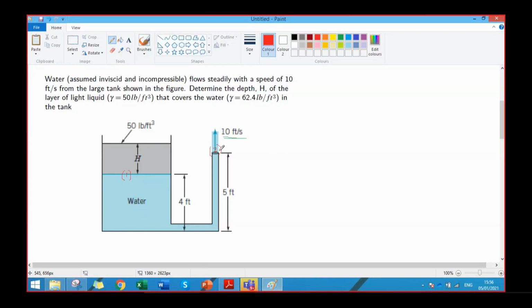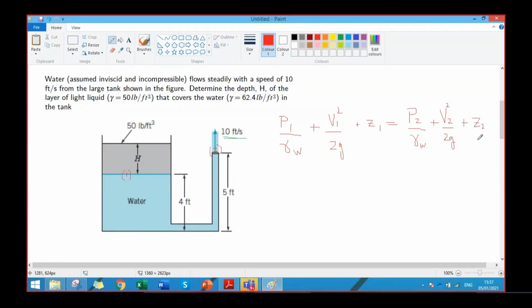So P1 by gamma of water, because water is the fluid, plus V1 square by 2g, plus Z1 should be equal to the total head at point 2, that is P2 by gamma of water, again plus V2 square by 2g, plus Z2. Okay, is that clear?